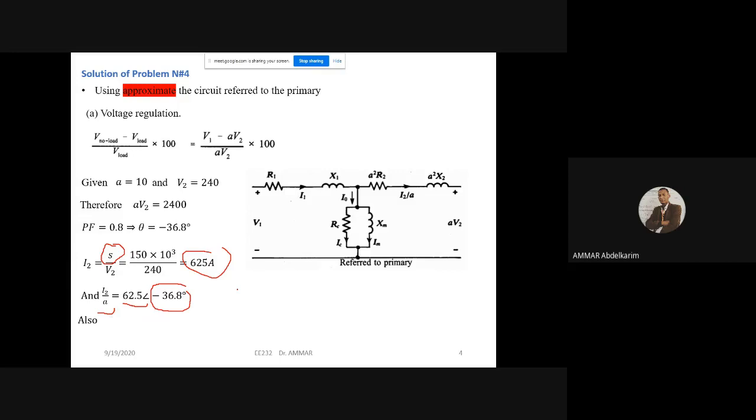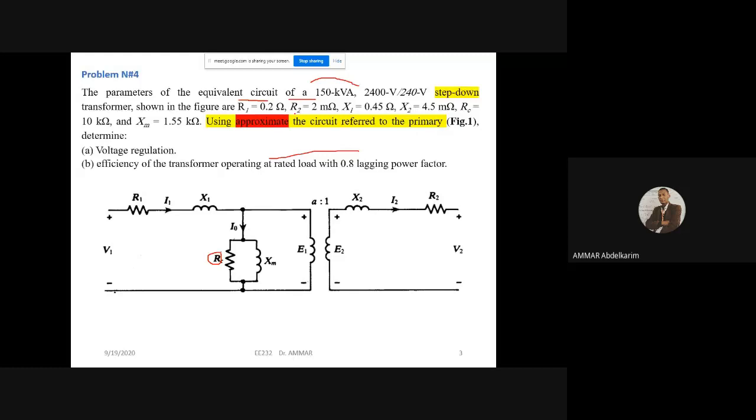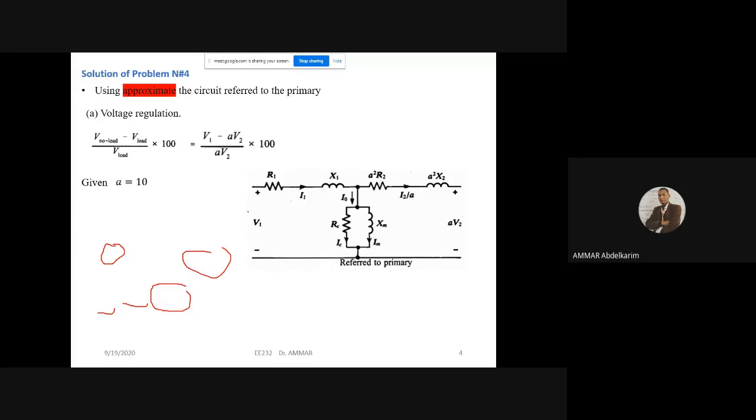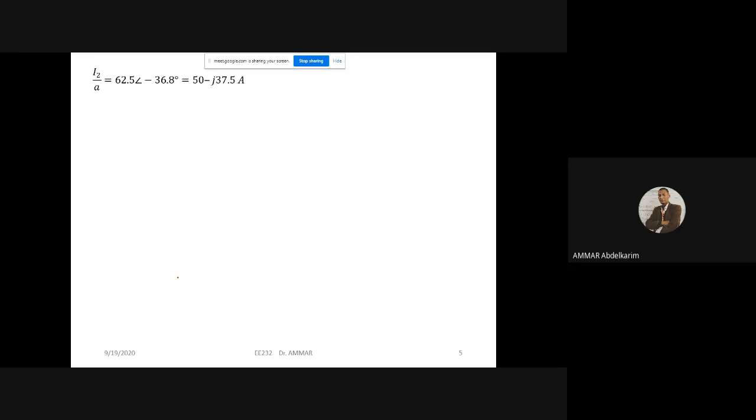Also, of course, the resistance and inductance are given. The secondary resistance is 2 milliohm, and the secondary reactance is 4.5 milliohm. When we refer them to the primary, they are multiplied by a square, which is 100. So they become a square R2 is 0.2, and a square X2 is 0.45 ohm. So the current equals 62.5, its phase is minus 36.8, and it can be written in complex form as 50 minus j37.5 amps.